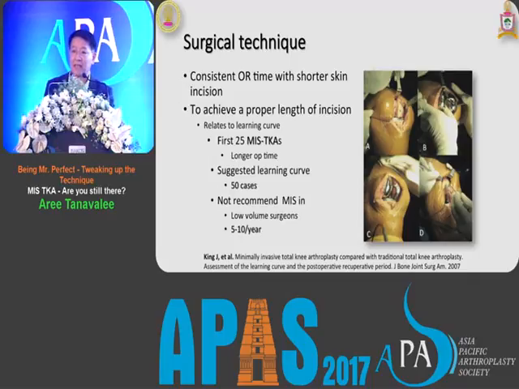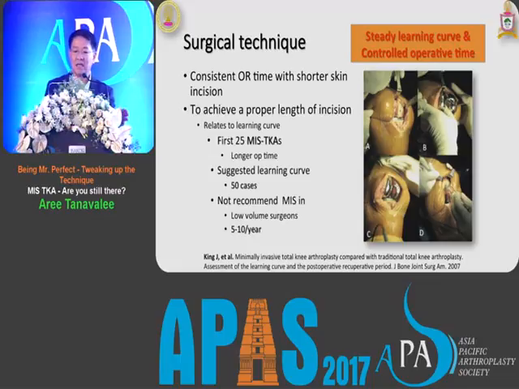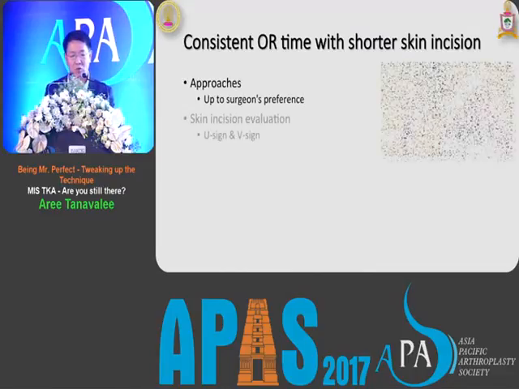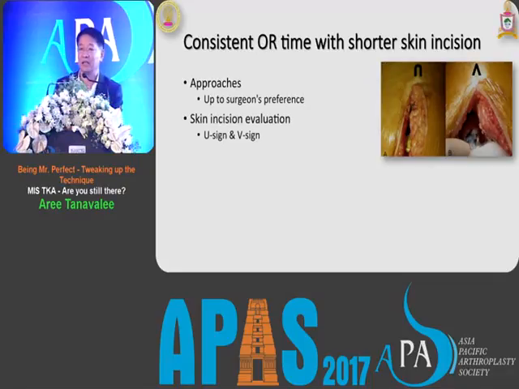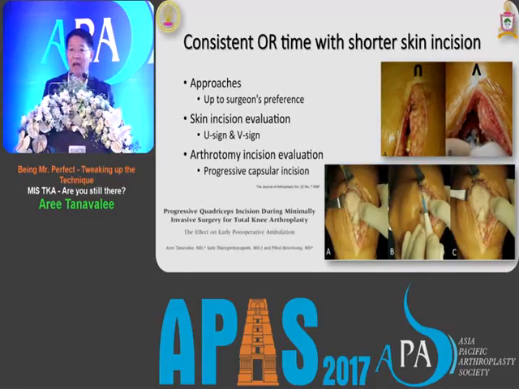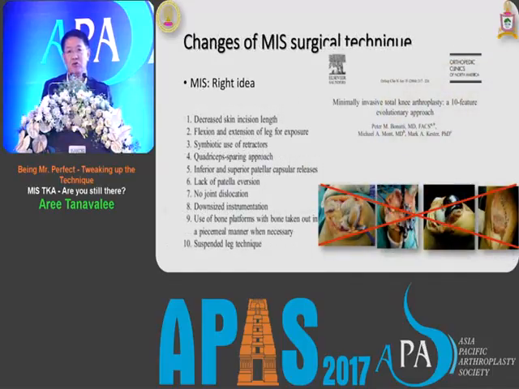You need to pass at least 50 cases to have a very good learning curve. And when you are in the steady phase, you can control your OR time. Every time when we do MIS, we can use any kind of approach, but make sure that when your skin is not enough, you change from a U-shaped to a V-shaped extension, and sometimes when the arthrotomy is not enough, you can do some progressive capsular incision to make the procedure easier.